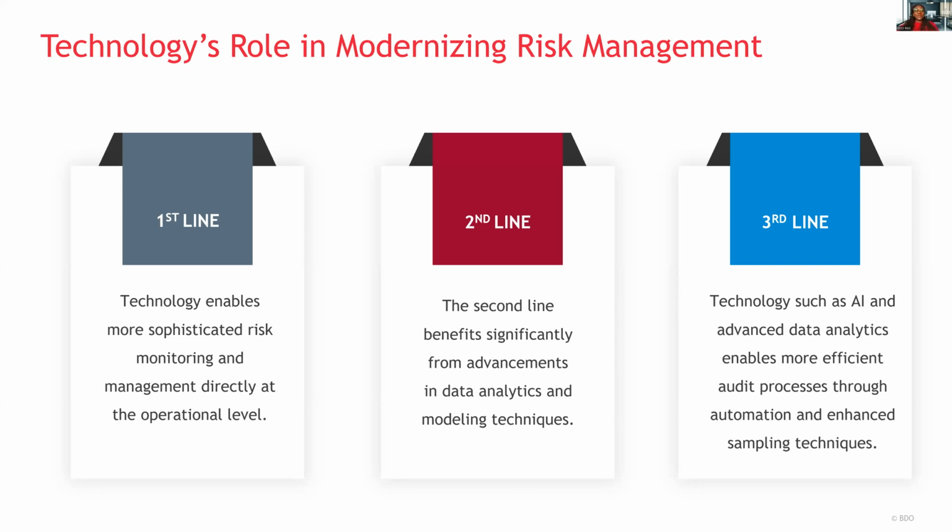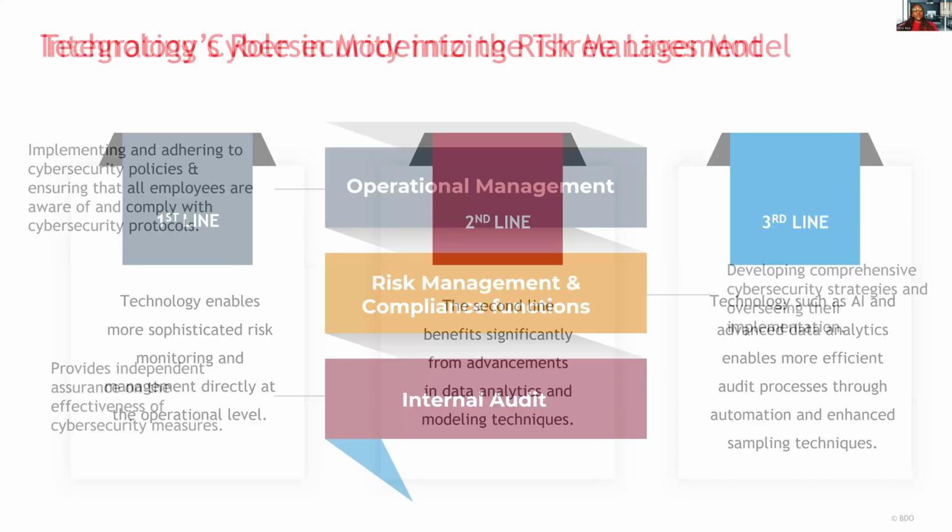So the question is, how is technology integrated into the modernized three-line model to enhance risk management? The correct answer is B, to automate manual processes and enhance decision-making. Technology in the modernized three-line model is all about automating the day-to-day operations and boosting our decision-making powers. That's how we stay ahead in risk management with tech on our side. Next slide.